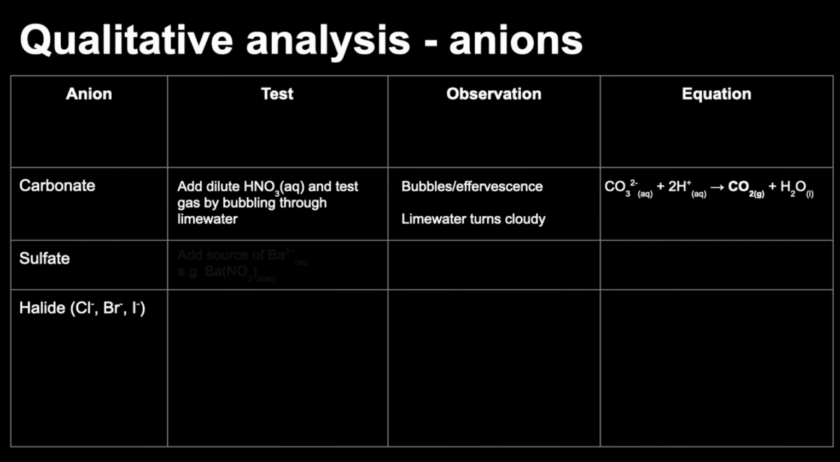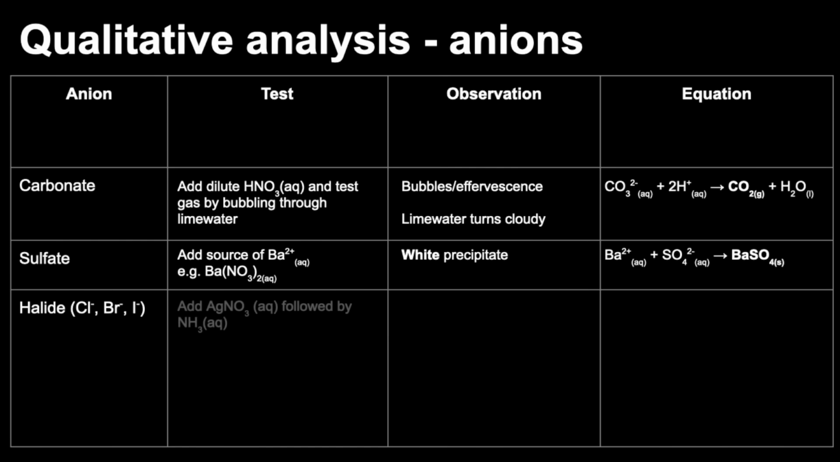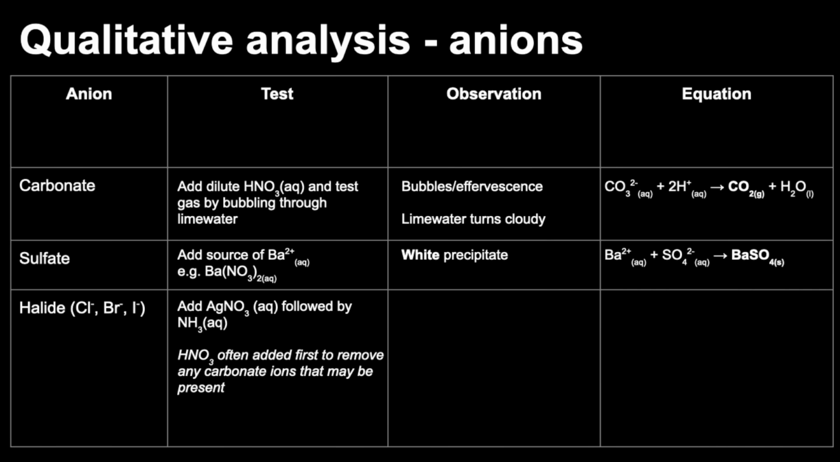To test for aqueous sulfate ions, you would add a source of Ba2 plus ions, so barium nitrate's a good example there. You get a white precipitate, and there's the equation for that one. And finally the halide ion tests. The test is to add silver nitrate solution followed by aqueous ammonia. I'm going to go into this in a bit more detail on the next slide, but for that test nitric acid's often added first to remove any carbonate ions that you might have present, but I'll mention more about that later. So observations, you get a white precipitate of silver chloride which is fully soluble in dilute aqueous ammonia.